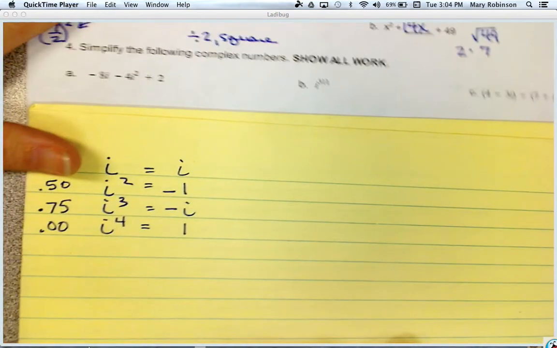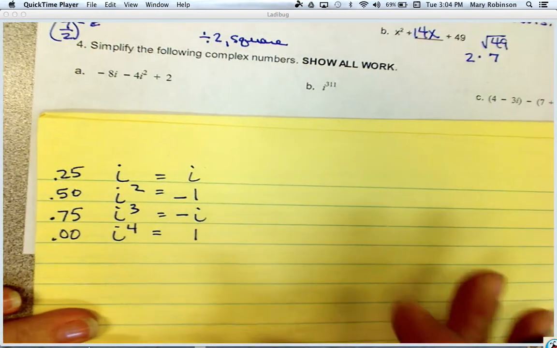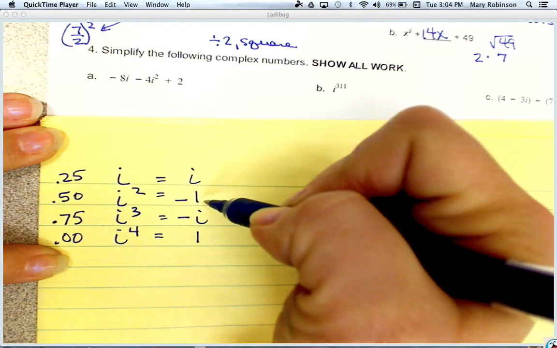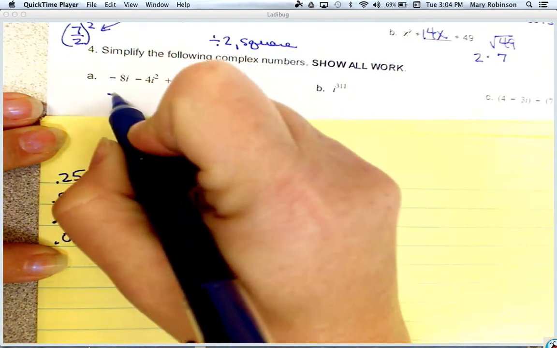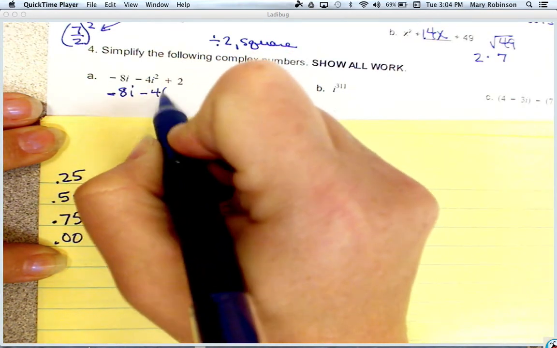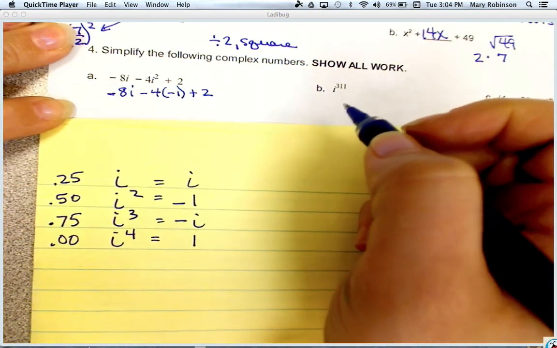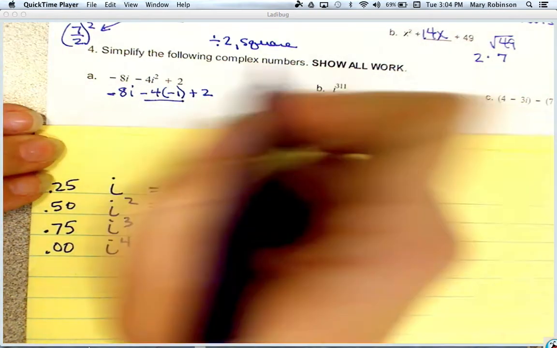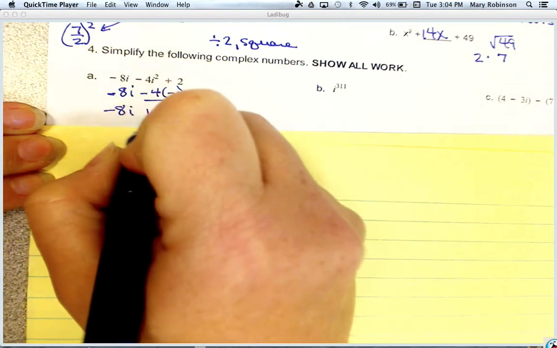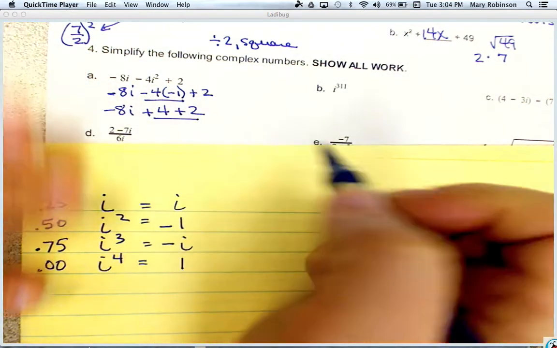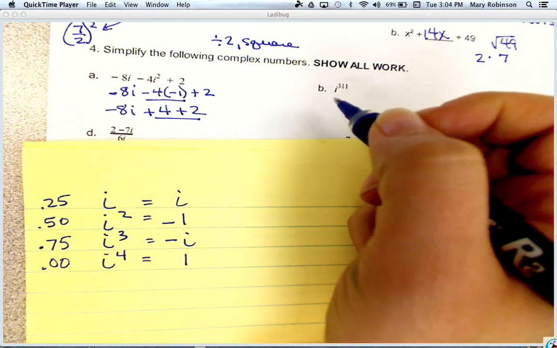So if we take a look at 4a and how this can help us, we should see that we can replace i squared here with -1. So that means I'll have negative 8i minus 4 times -1 in place of i squared plus 2. Well, this can be multiplied together, so that gives us positive 4 plus 2. And of course at that point we've got two integers here that can be combined.